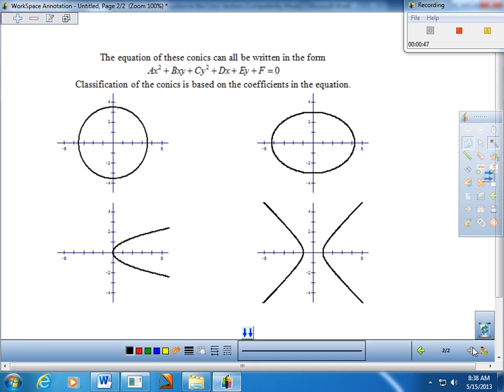So that leads us into the next screen right here, and it says the equation of these conics can all be written in a particular form, and these are sometimes called quadratic relations. So you can see this big equation right here. It is quadratic in nature. You have your x squared and you have your y squared.